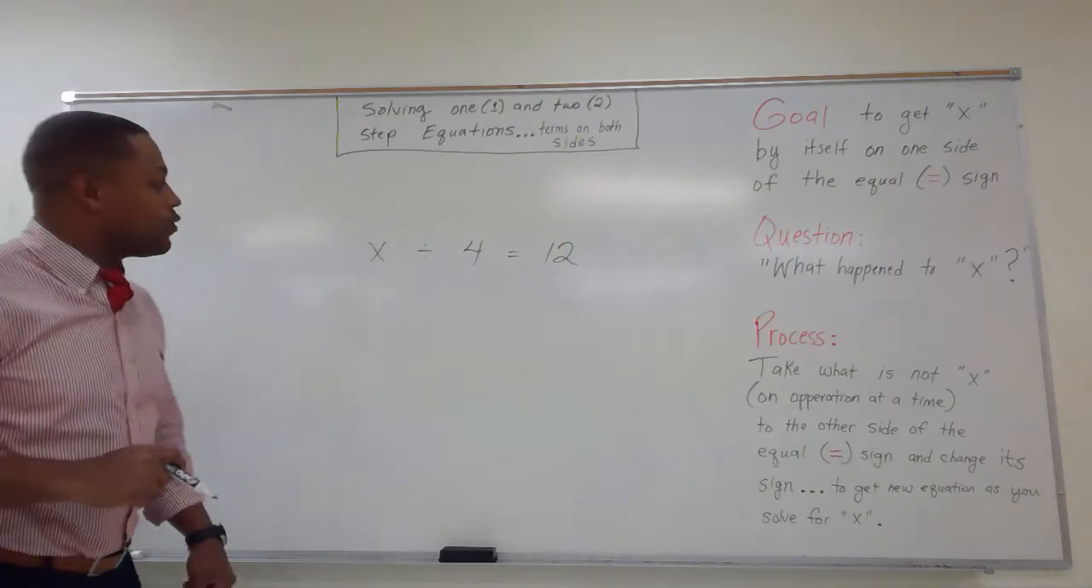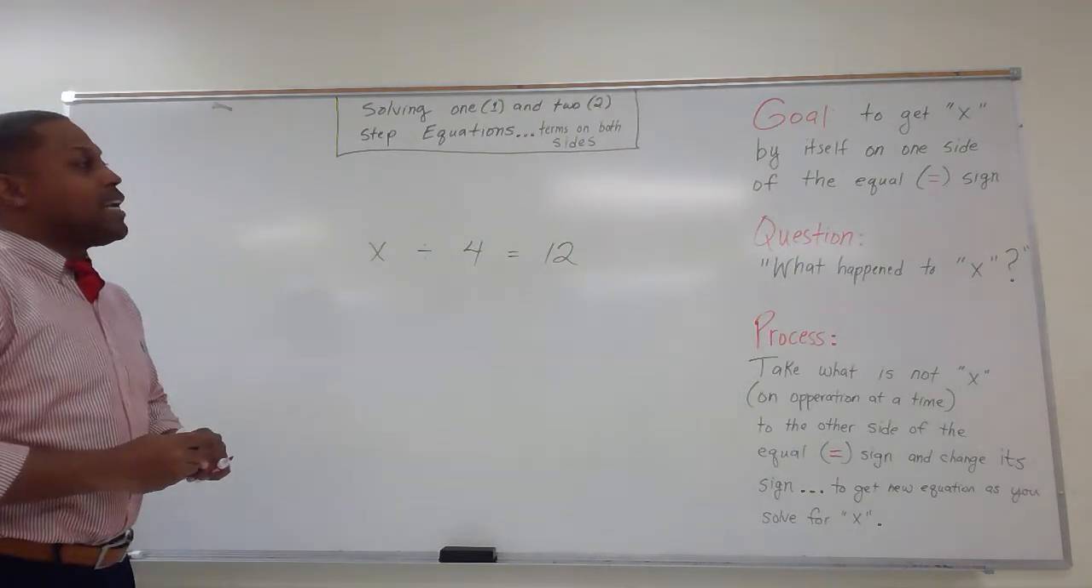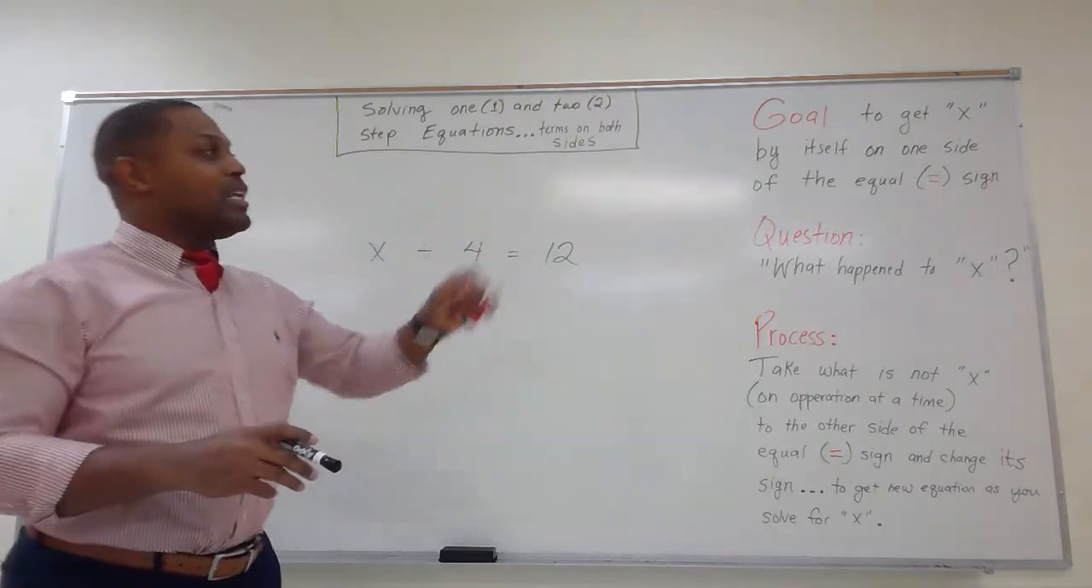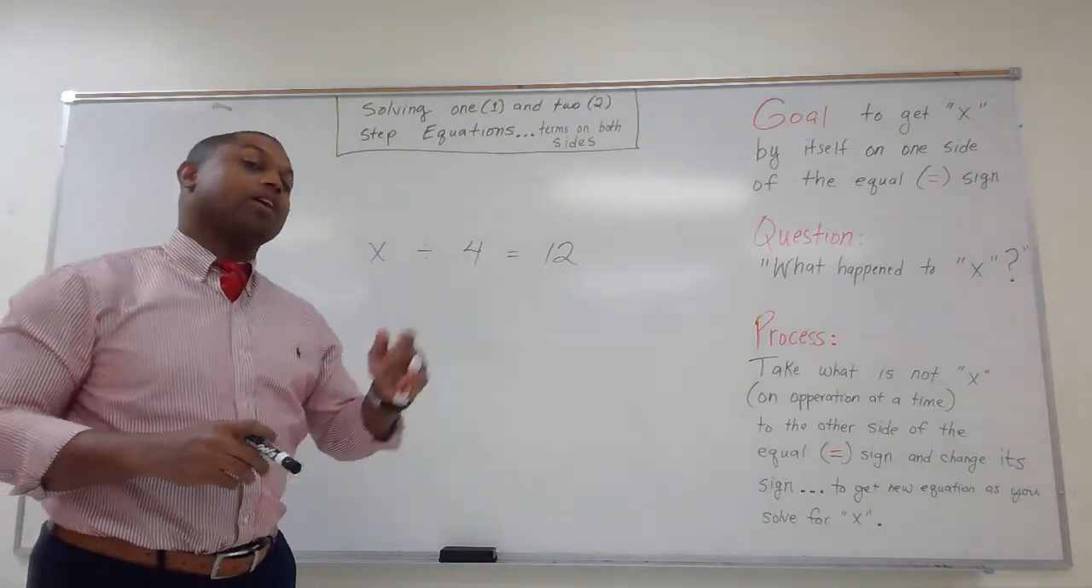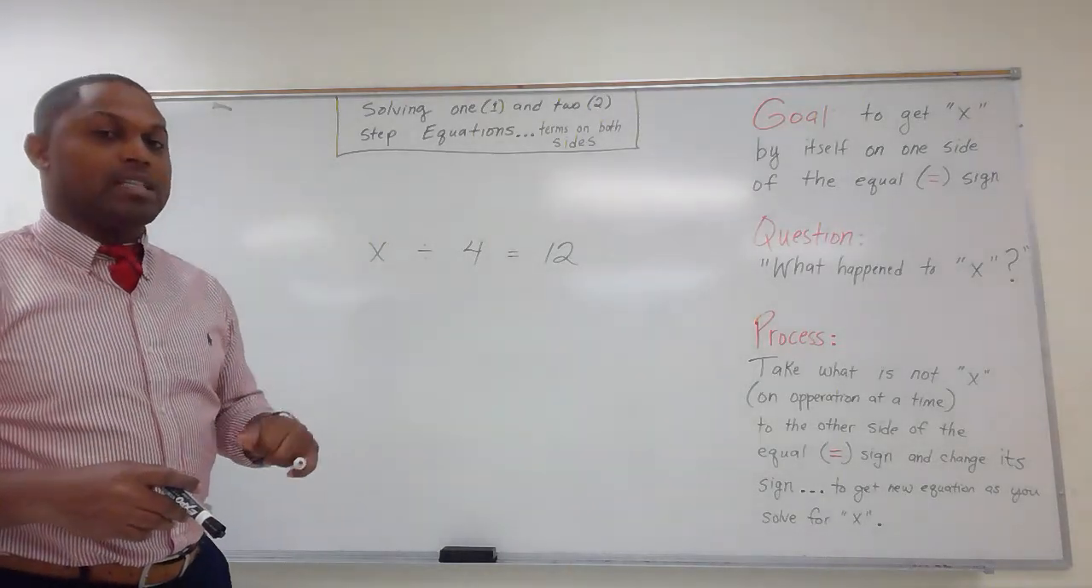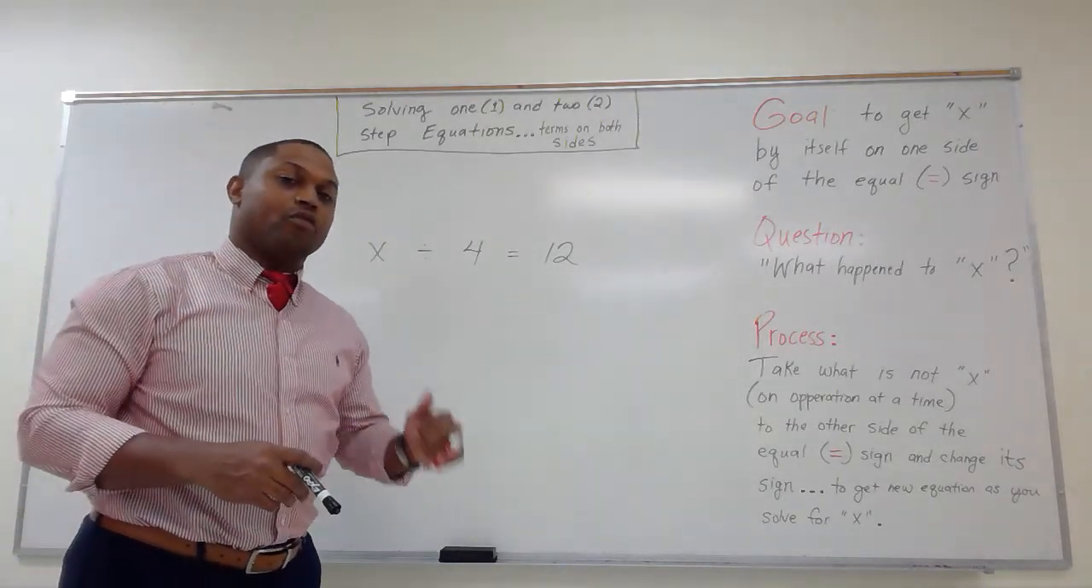Why not? Okay, so I have my same goal, and I know I sound like a broken record, but I want you to really get it. My goal is to get x by itself on one side of the equal sign. My question is, what happened to x? In this case, whatever x is, it is being divided by 4.